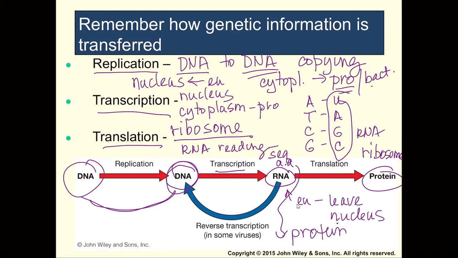So replication, DNA to DNA. Let me find this. Replication, DNA to DNA. Transcription, DNA to RNA. And then I don't have another color. I thought I would have another color in this. And then translation is RNA to protein.